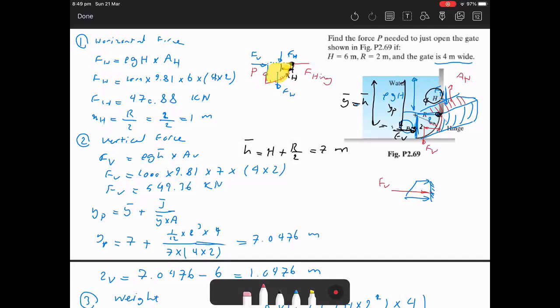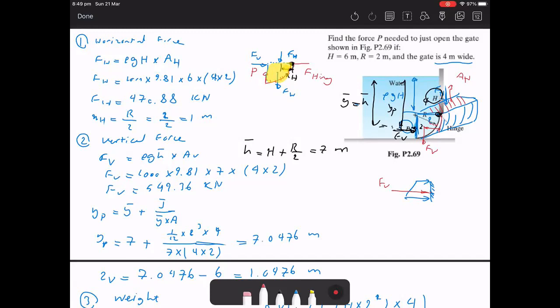Since this is a curved surface, we cannot find the force directly. We have to divide it into three components: the vertical component, the horizontal component, and the force due to the weight. So F horizontal means the force due to the pressure acting on the projected horizontal area. F vertical means the force acting on the vertical projected area due to the pressure.